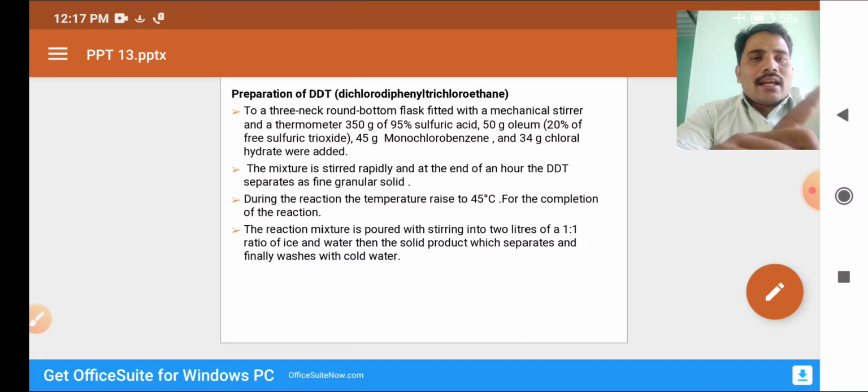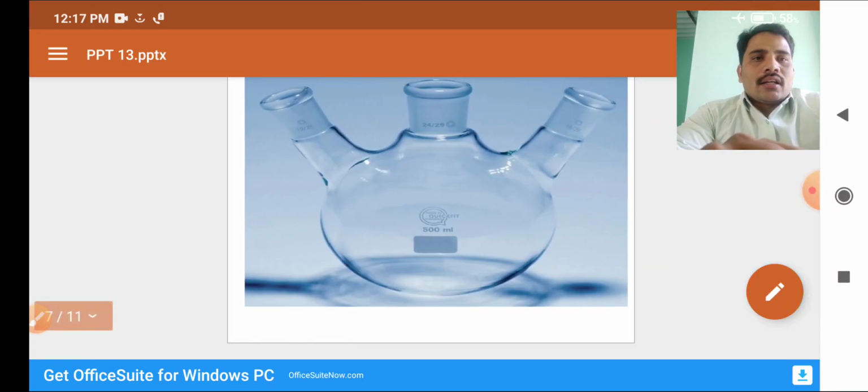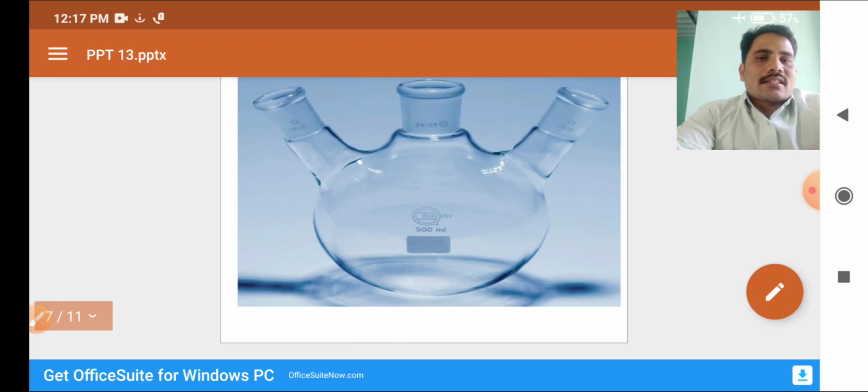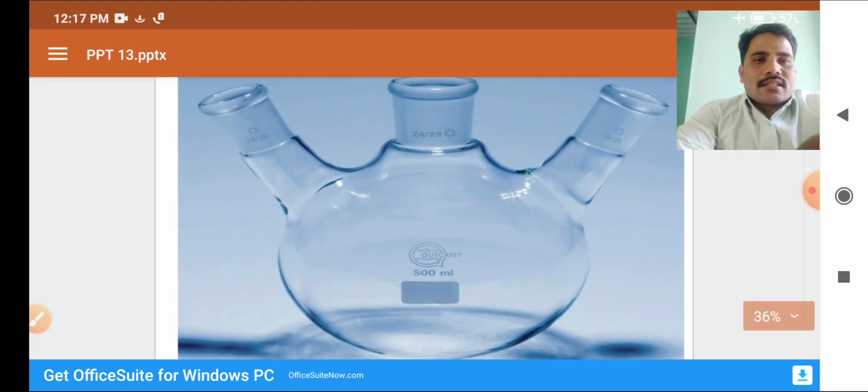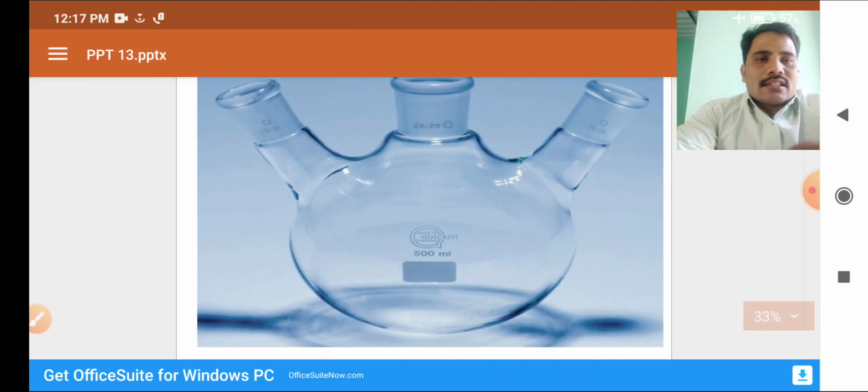A three-necked round bottom flask is fitted with a mechanical stirrer and thermometer. I am showing the three-necked round bottom flask here. This is a 500 ml three-necked round bottomed flask. Here it is the synthesis of DDT.